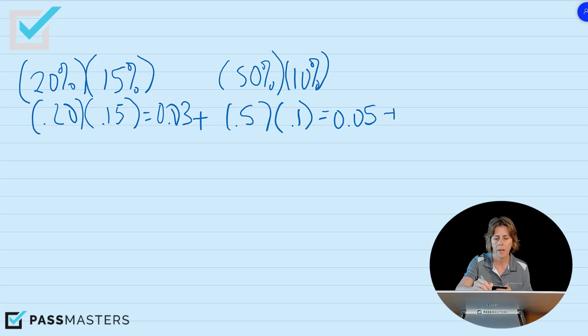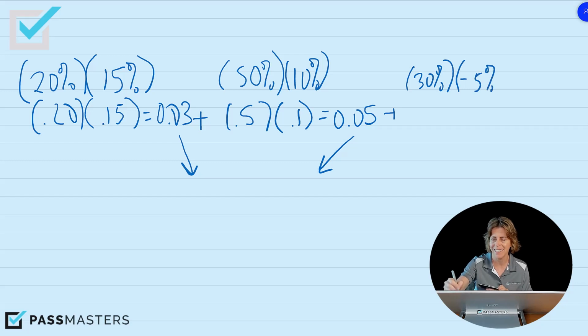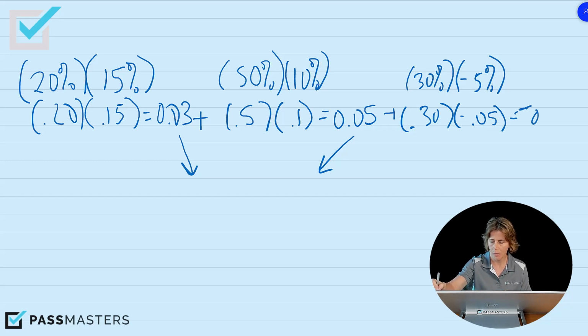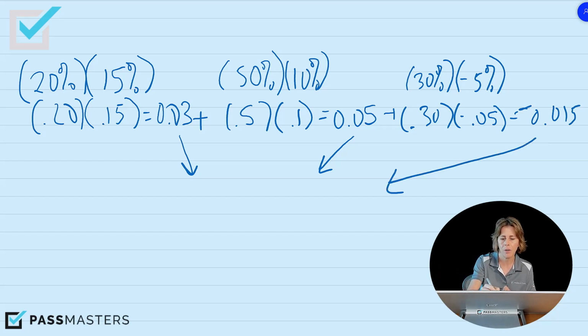Plus, so we're going to add these numbers up. 30% likely to generate a 5% loss. So 0.3 times -0.05 equals -0.015. So we're going to add all of these together.